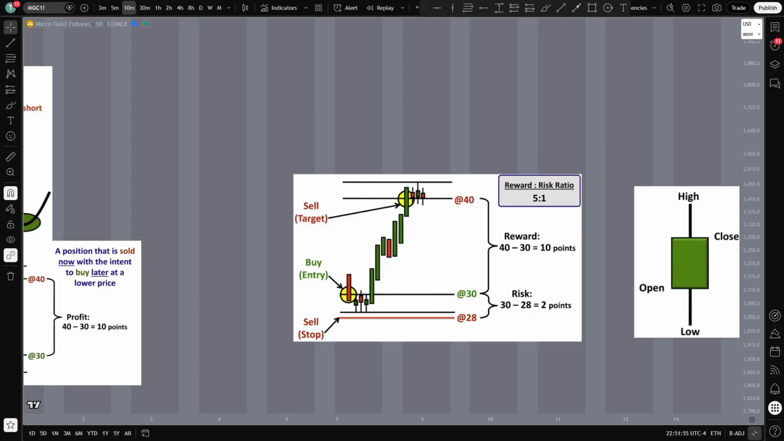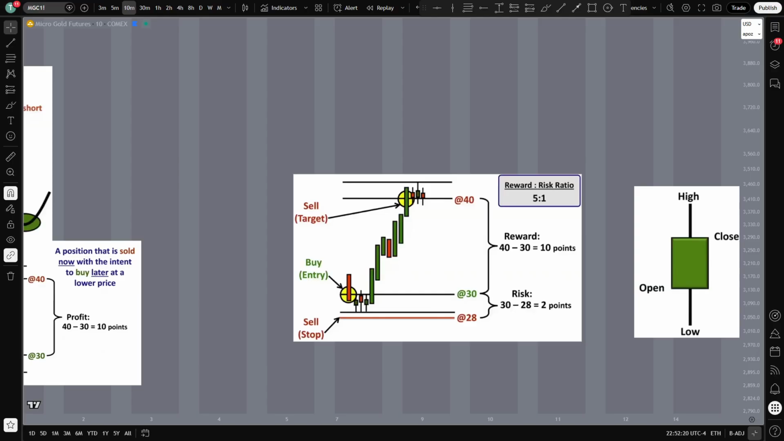Get it? So for example, let's say you get in at $30, and your stop loss is at 28, and then you sell at 40. Your stop loss was 2 points. So then you made 10 points, you feel me? And then your RR is 5 to 1, because you divide your reward by your risk.